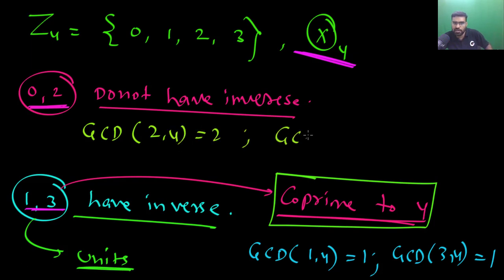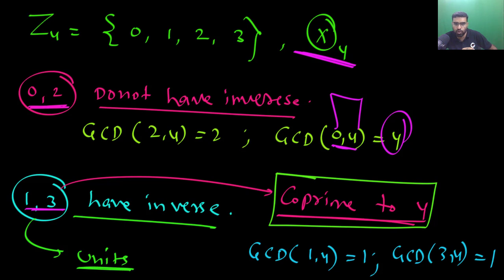Similarly, if I ask you what is the greatest common divisor of 0, 4, that will be 4. See, 4 is the greatest value which will divide both of them. 4 divides 0, and 4 divides 4. So the greatest common divisor of 0, 4 is 4.